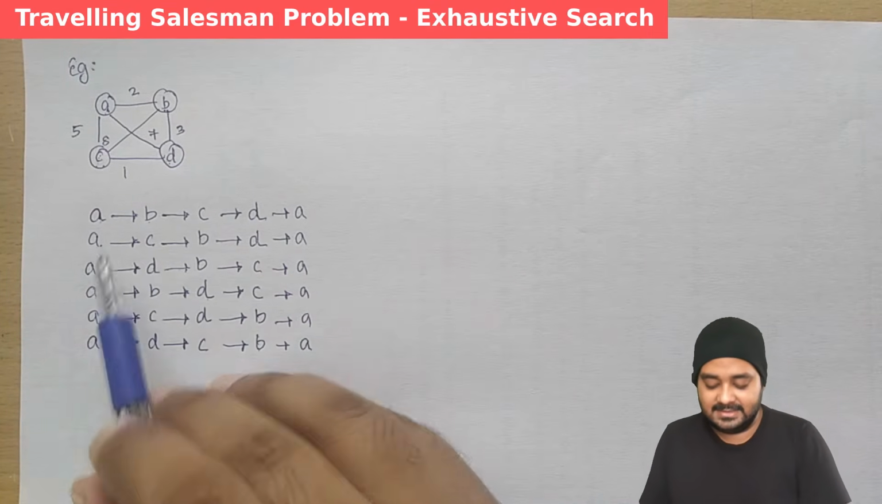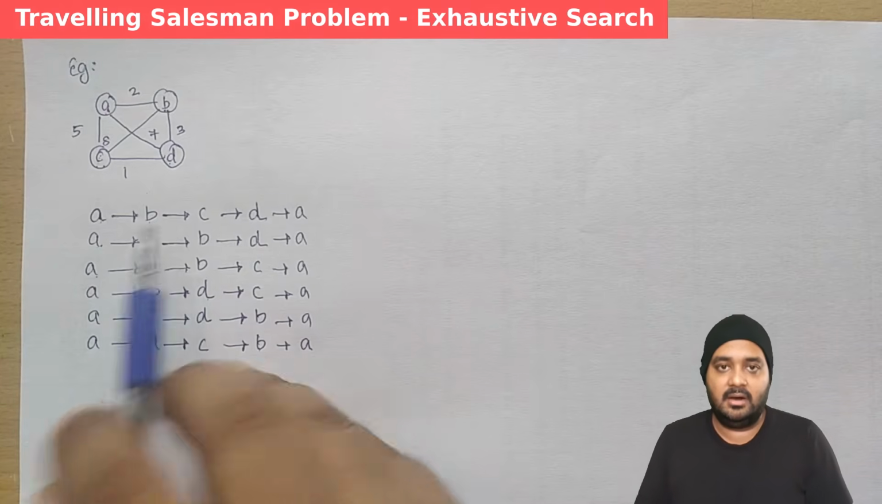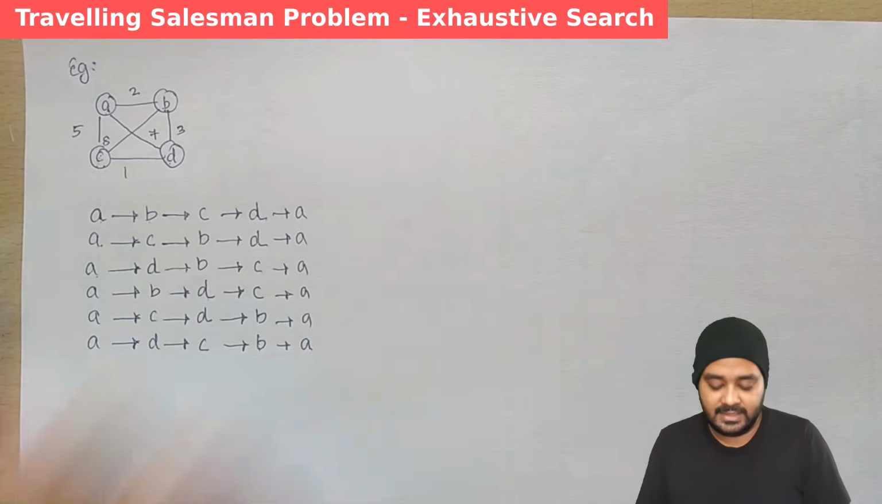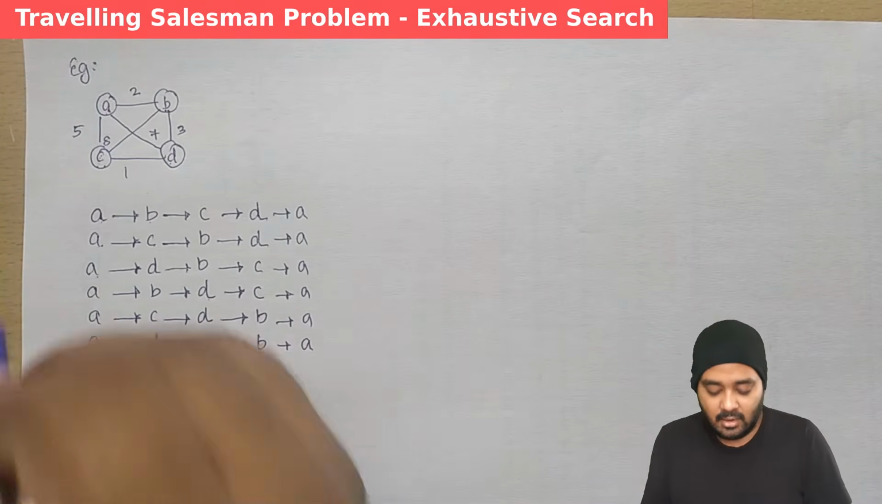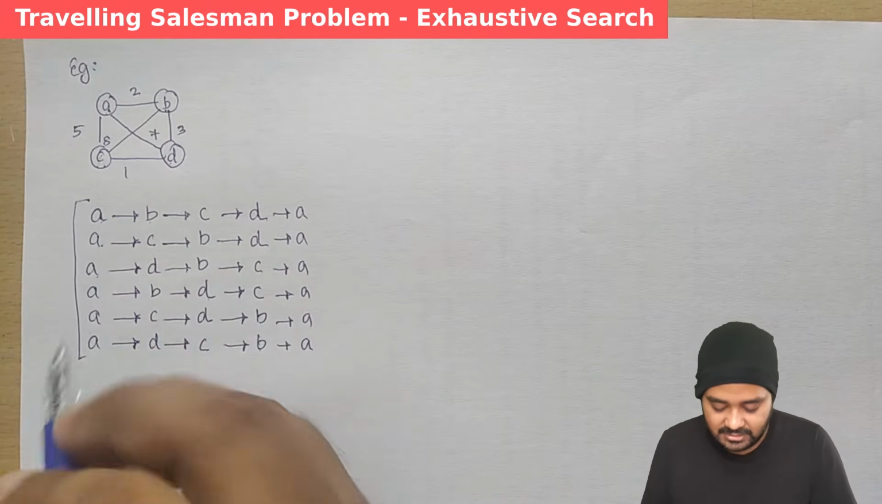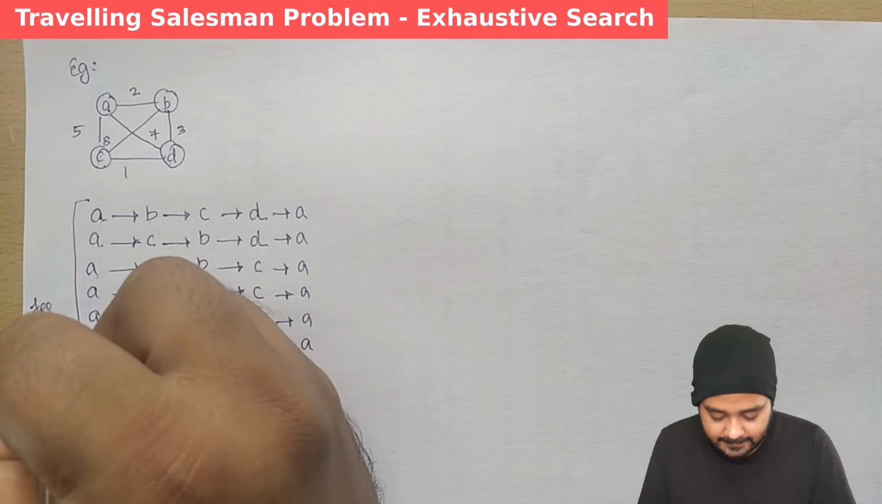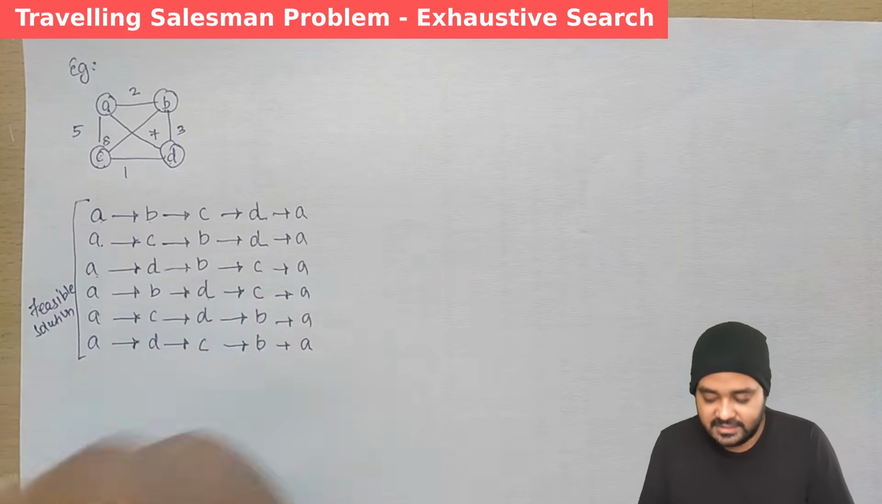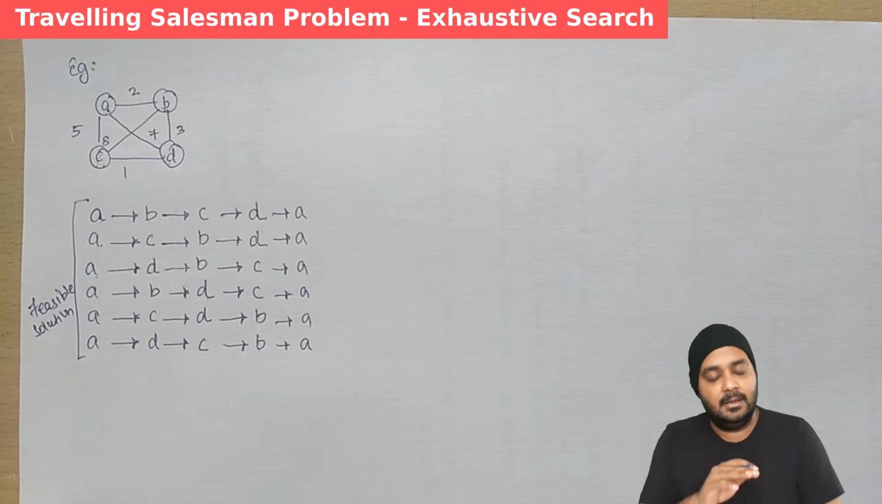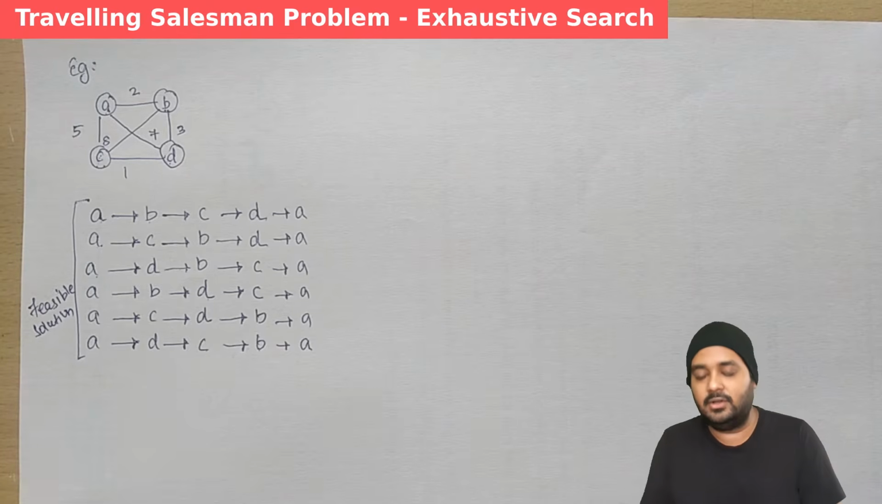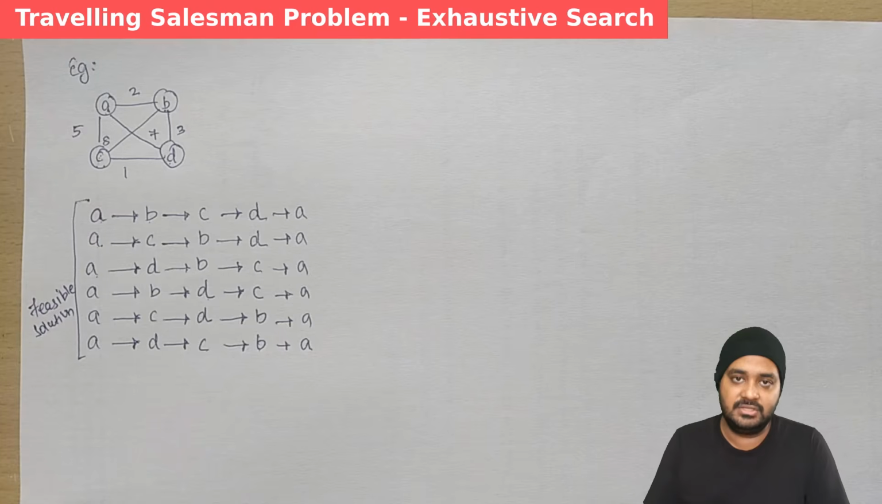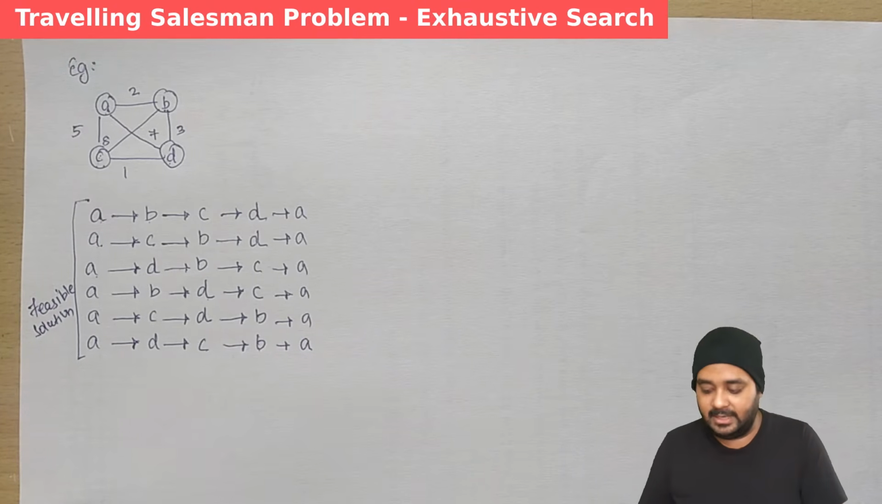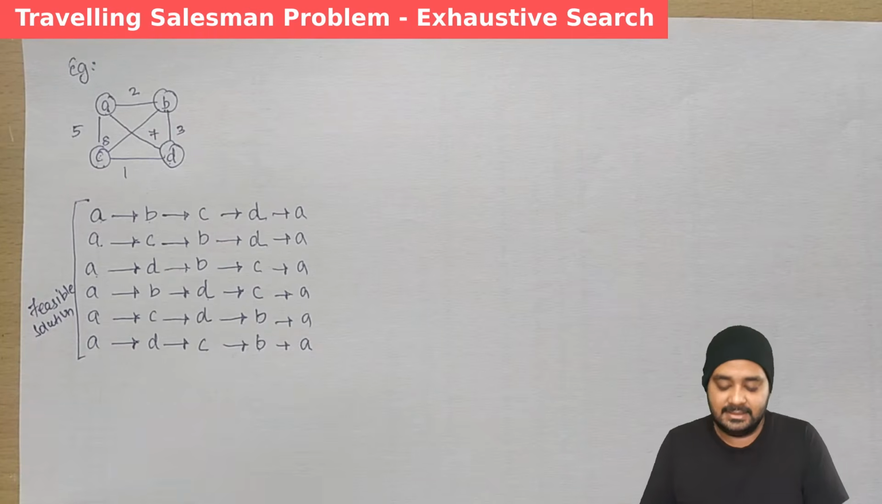So for example, this is one of the Hamiltonian circuits for the given problem. Here these are all feasible solutions. Feasible solutions are nothing but solutions for the given problem, but not necessarily the best solution. What you have to identify is the best solution, which we call the optimal solution. So how you do it is by calculating the distance.